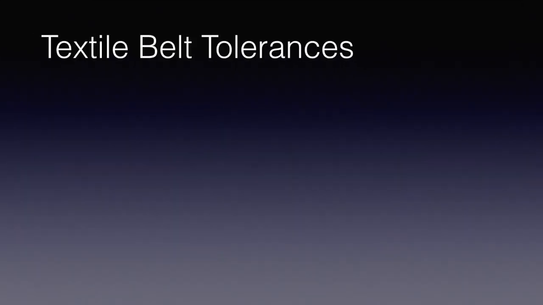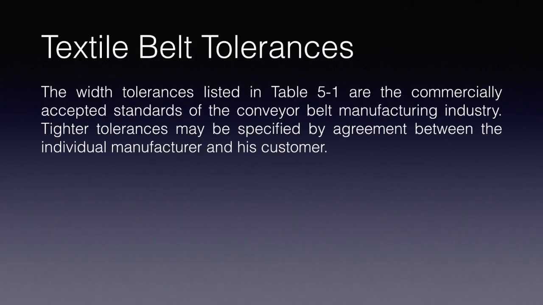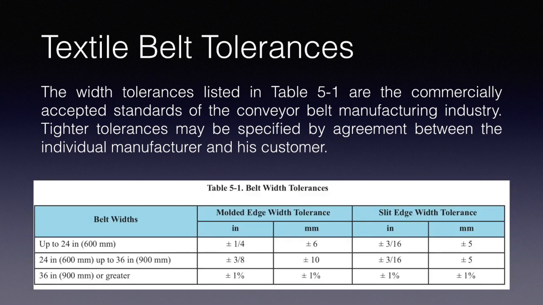Textile belt tolerances. The width tolerances listed in Table 5.1 are the commercially accepted standards of the conveyor belt manufacturing industry. Tighter tolerances may be specified by agreement between the individual manufacturer and his customer.